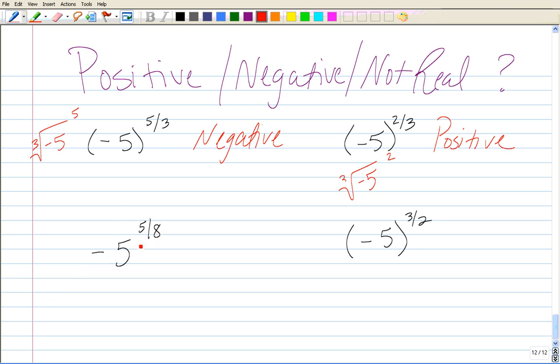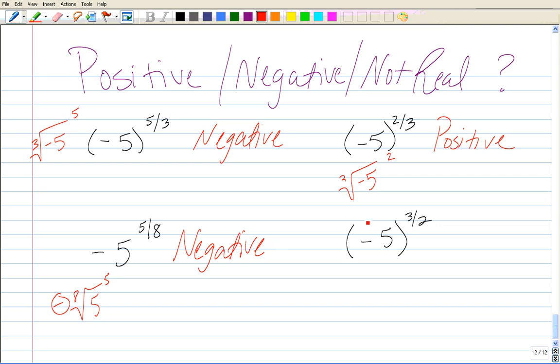The next one, we have negative 5 to the 5/8. So that exponent only goes with what it's directly next to, not the negative sign since there are no parentheses. So the negative stays in the front. We have the 8th root of 5 raised to the 5th power. So order of operations, we'll go with the radical first. The 8th root of 5, the 8th root of a positive number is positive. A positive raised to the 5th is still positive, but a positive number times that negative is going to be negative.